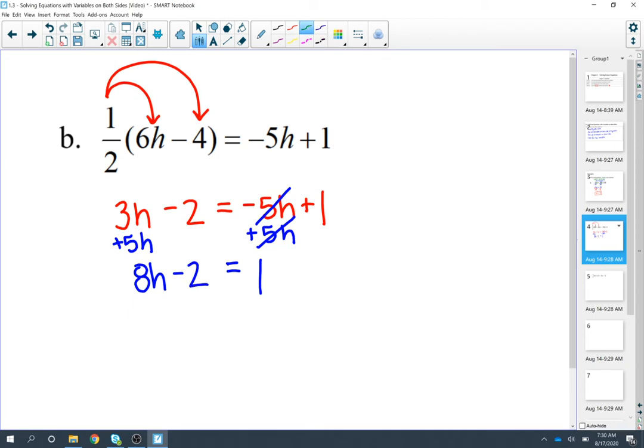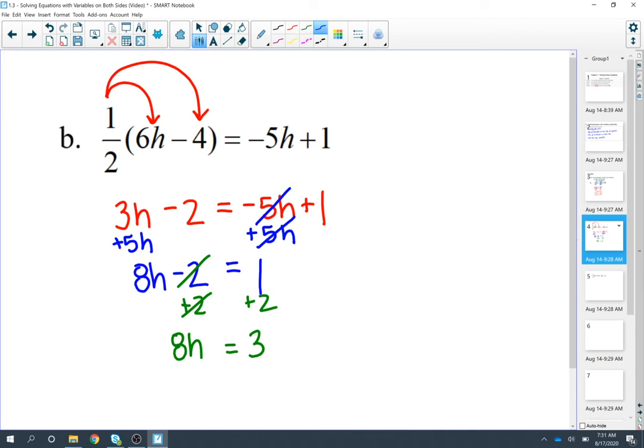Now I have all of my variables on the left, which means I need to put all of my numbers on the right. So a minus 2, the opposite of minus is plus. So I'll get rid of that. I'll put my equal sign. Over on the left, I just bring down my 8h. Over on the right, 1 plus 2 is going to give me 3.